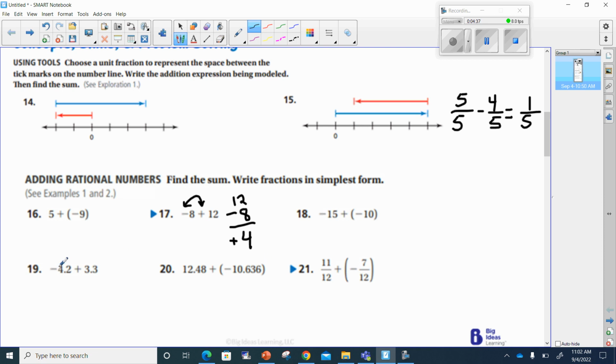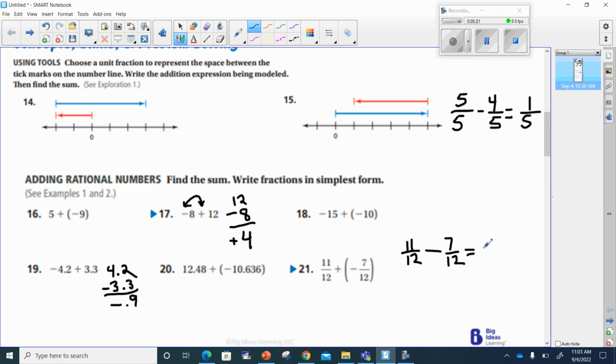Number 19, I have negative 4.2 plus 3.3. Again, we take the big number, 4.2. We minus the smaller number, 3.3. This gives us 0.9 as an answer. Now we keep the sign of the bigger number. The bigger number was 4.2, so this is going to be negative 0.9. Okay, number 21, this time we've got fractions. Again, a positive and a negative number. We take the big number, 11 over 12, and we minus the smaller number, 7 over 12.